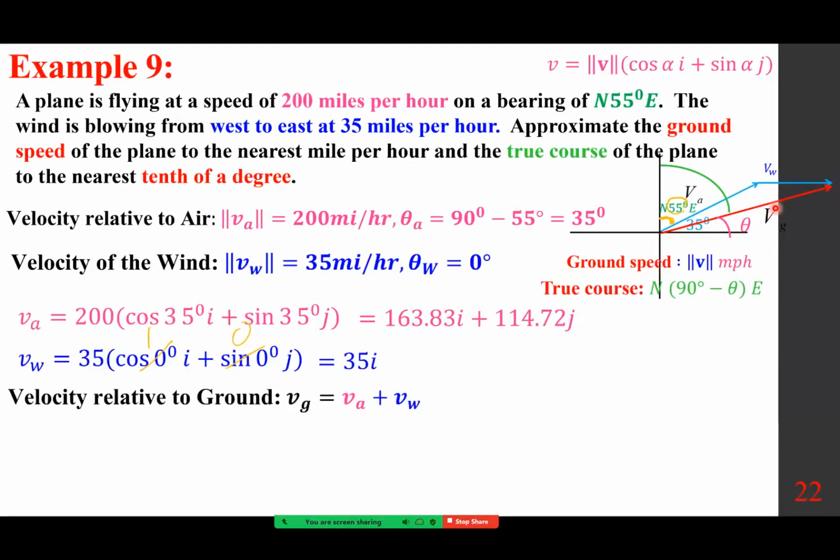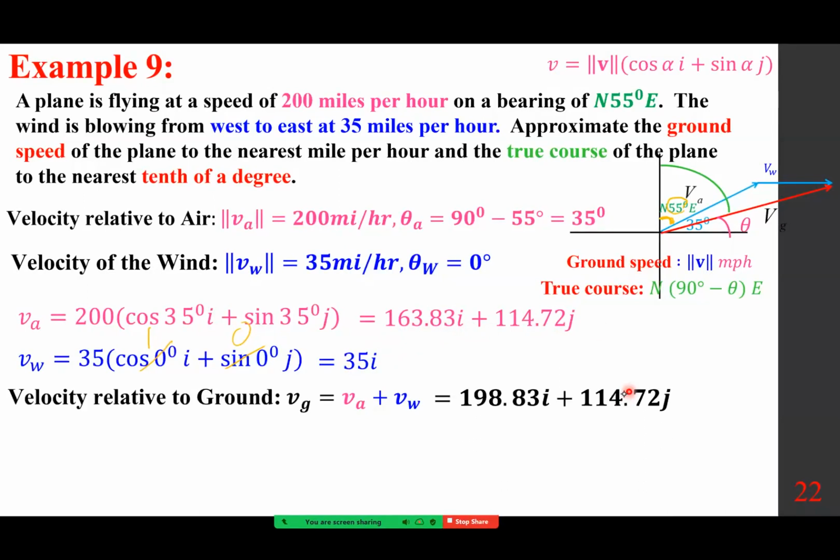So this is V sub G. So add them up component-wise. When we add them up, we add these two numbers, because they both have i components, and this one has nothing to be added to. So 35 plus 163.83 gives you 198.83 i. This one doesn't change.